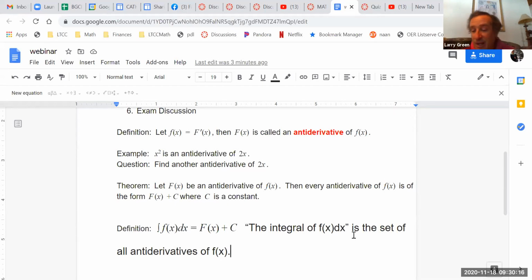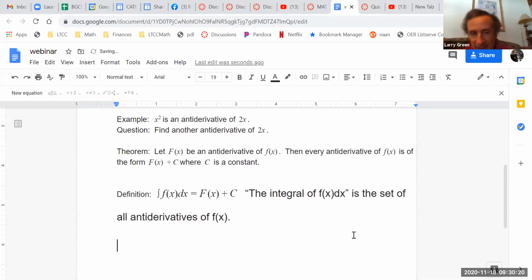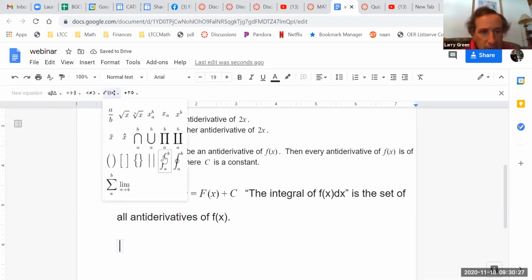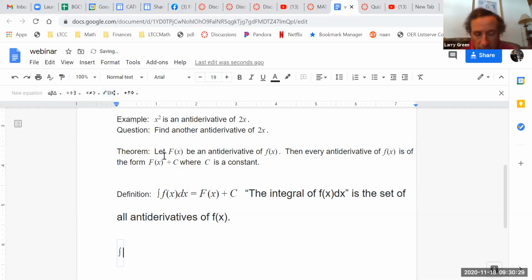So let's do some that we know how to do. Okay, so let's see, what is the integral of, how about x squared minus 5 dx?